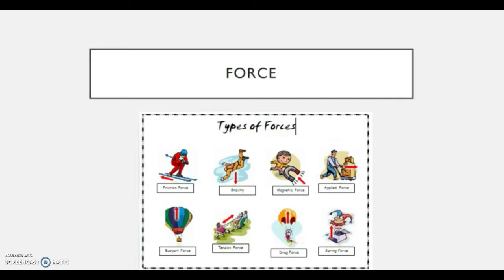Force is the strength or energy created by a push or pull. Force is measured in newtons and can be measured in different ways. The screen shows different types of force and the direction in which the force occurs.